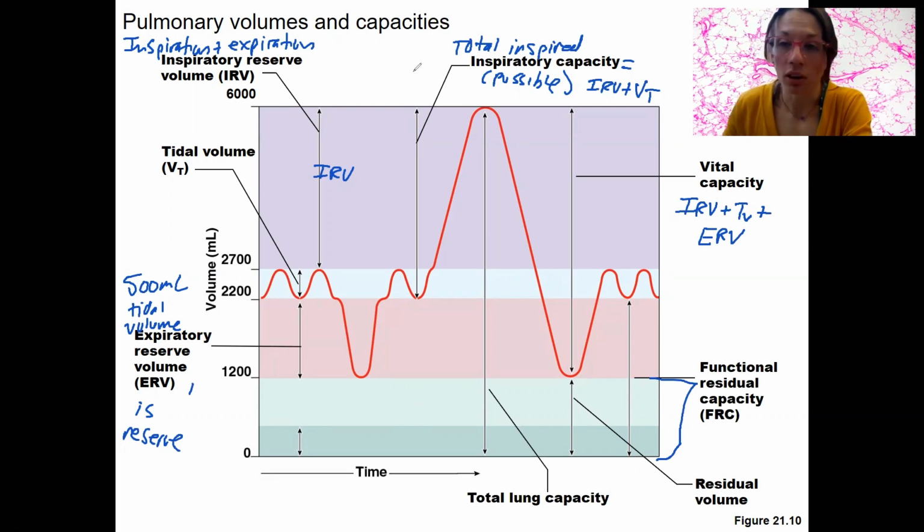The total lung capacity is all of these added together. That is an amount you never actually can breathe in and out without your lungs collapsing. But it is literally the volume that your lungs could potentially inhale and exhale.